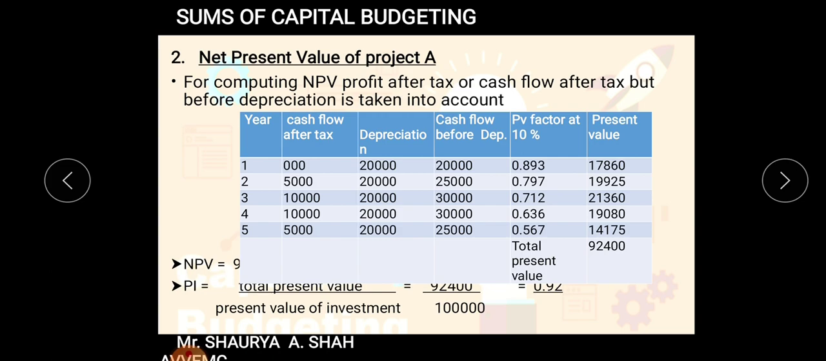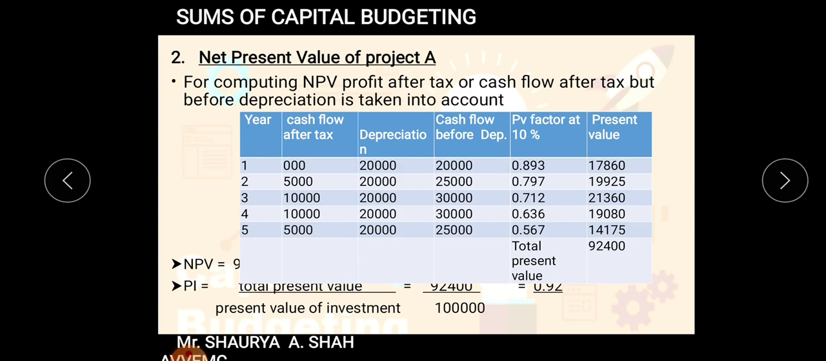Now in the same calculation, as you all know, you need to do profitability index also, right? So what is profitability index, students? Profitability index is your total present value divided by present value of investment, right? The total present value is 92,400, which you have calculated just now. The present value of investment is 1 lakh. So you will get the answer of 0.92. Again, PI is less than 1, so there are chances that the project may be rejected, right? But we'll have to wait for project B also. I hope it is done till here, right? Very much clear with project A.